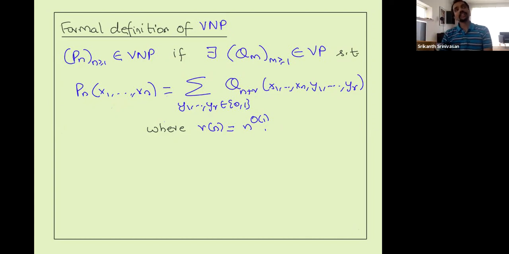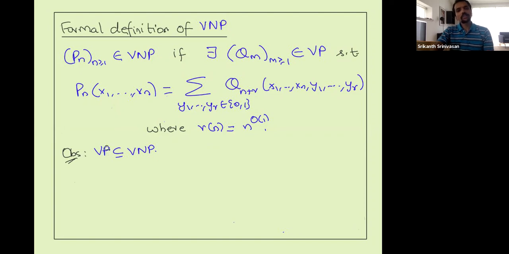You can think of this as analogous to a reduction, because you're using another family of polynomials to compute the first family. But it's by no means an efficient reduction, because this sum is running over exponentially many quantities in r, and we allow r to be a polynomial in n. So the polynomial sequence Pn can be written as an exponential sum over instantiations of the polynomial sequence Qn.